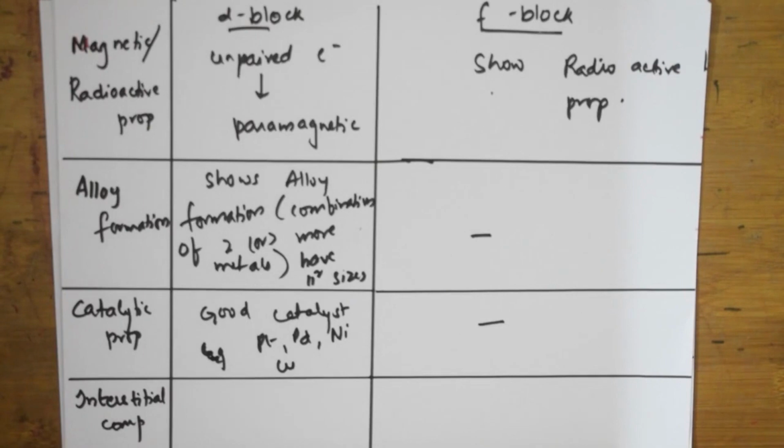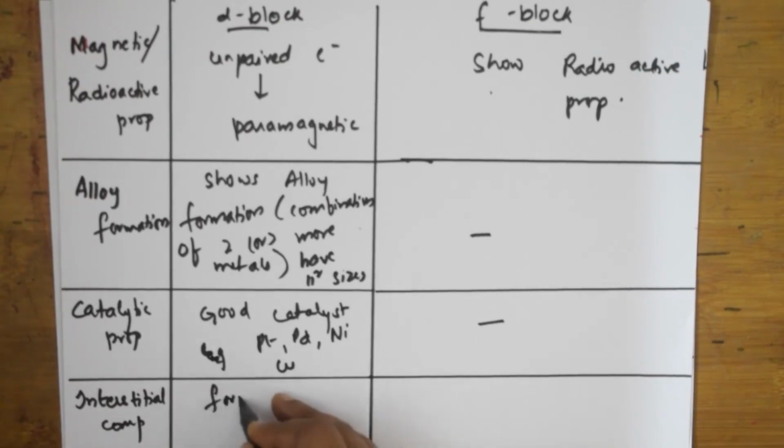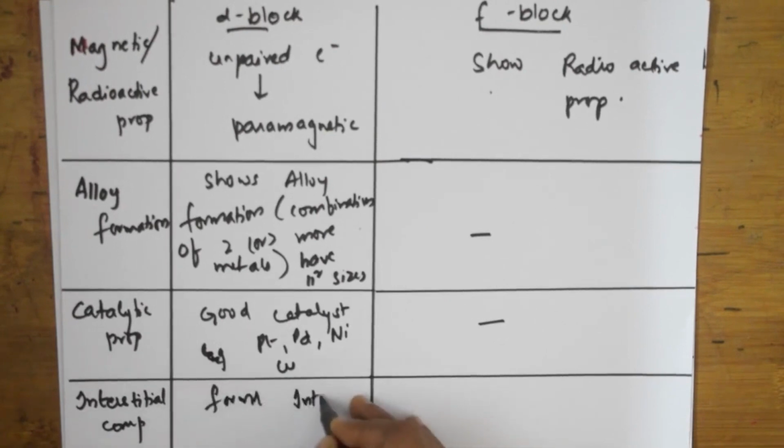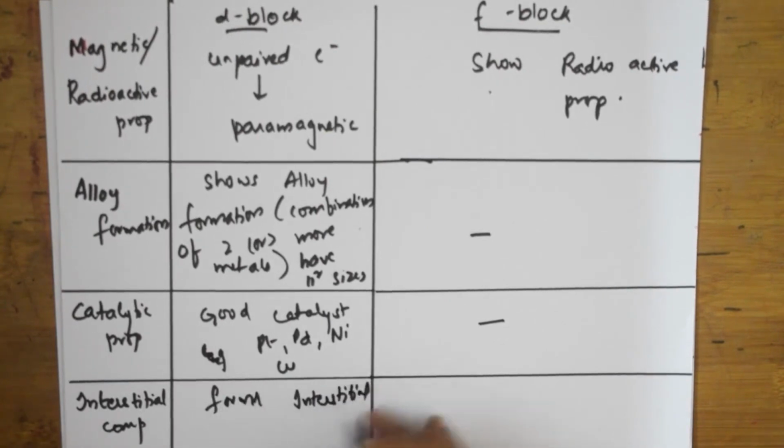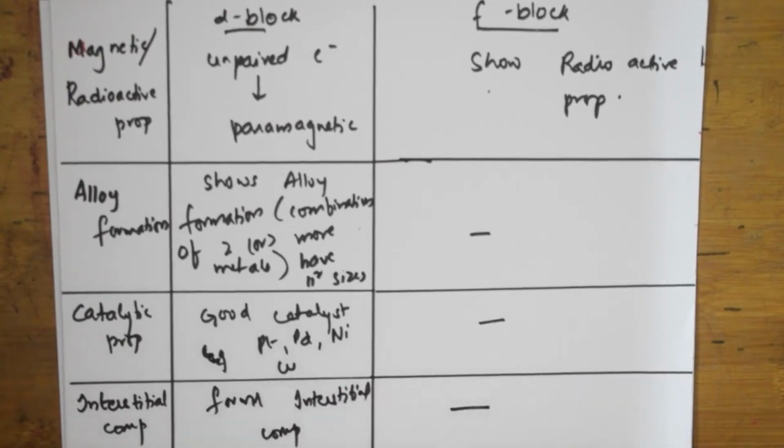So interstitial compounds. What are interstitial compounds? Basically there are smaller atoms like hydrogen, carbon, nitrogen, isn't it? They fit into the lattice sites of the metals. Interstitial means gaps. So this concept of the presence of smaller atoms like hydrogen, oxygen, nitrogen in the gaps is called an interstitial compound. So D block elements form interstitial compounds. This is not observed in this.